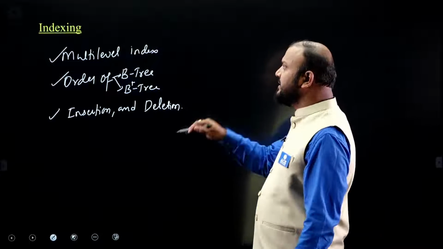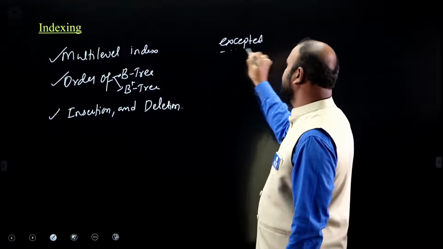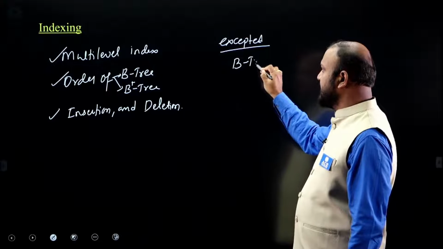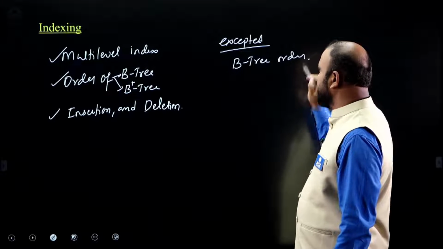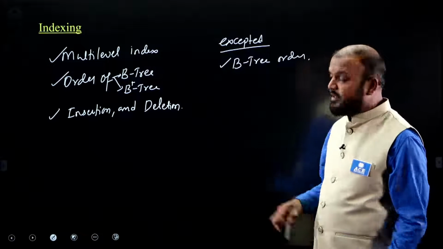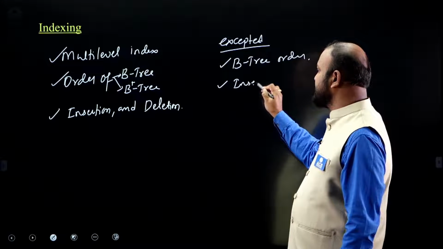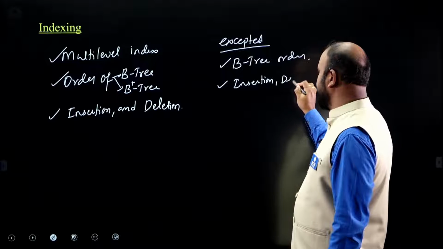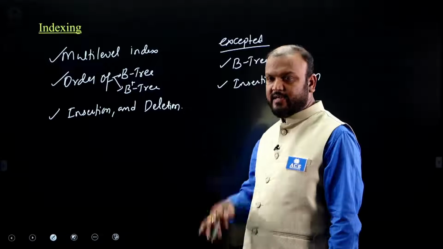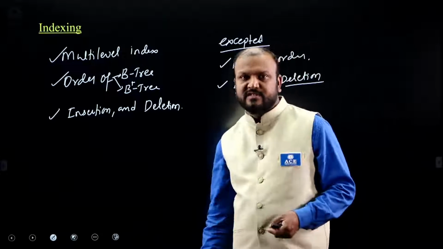Again in indexing, there are expected topics. Only one question was asked on B tree order, so you can expect a question on B tree order again. And in 2007, that too in the IT paper, a question was asked on insertion and deletion on a B plus tree. You can expect questions on insertions and deletions. We have discussed a variety of questions in the classrooms and in the live and pre-recorded lectures. Please focus on those topics from where questions are possible.